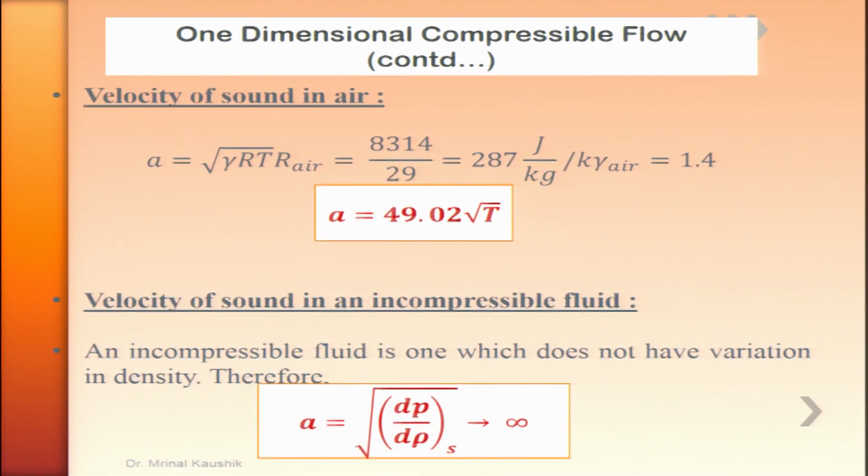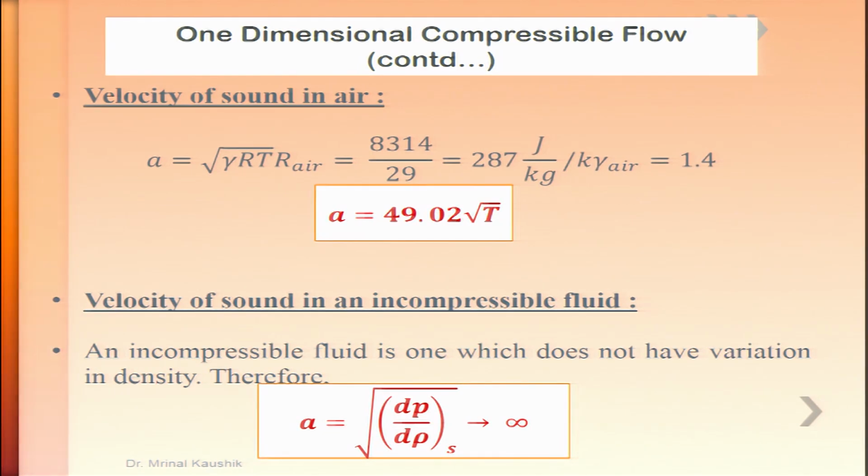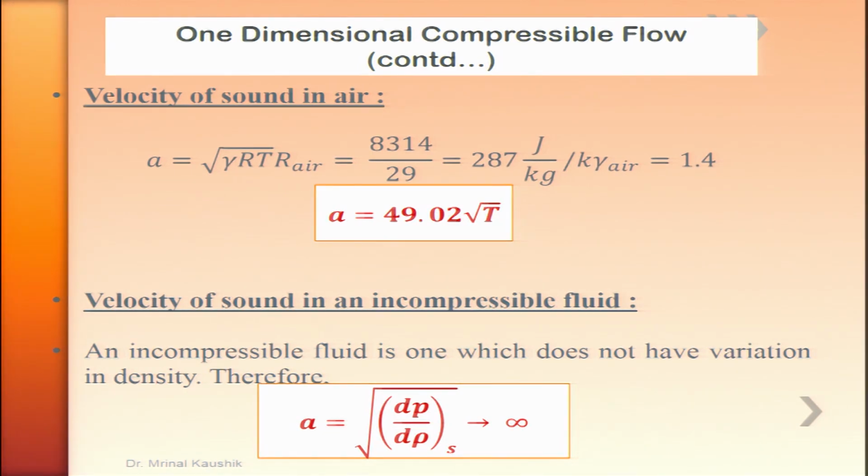Now let us see what happens theoretically. As we said, the acoustic speed, that is the speed of sound, is given by dP by d rho at constant S. What happens when the flow is incompressible theoretically? Then this goes to 0. Therefore, the speed of sound is almost reaching a very high value, something like infinity, tending towards infinity in incompressible flow, the speed of sound.